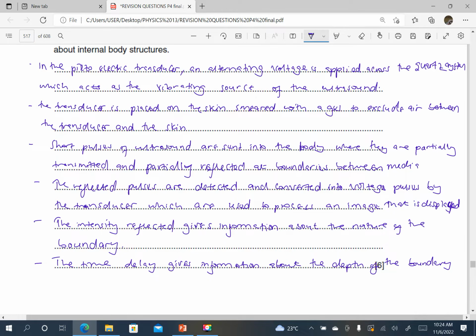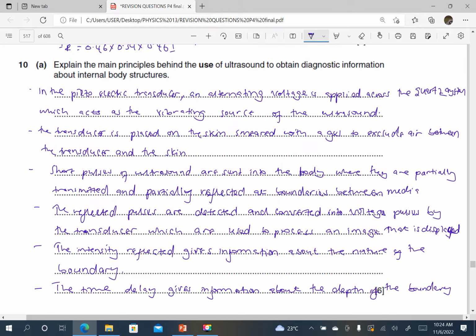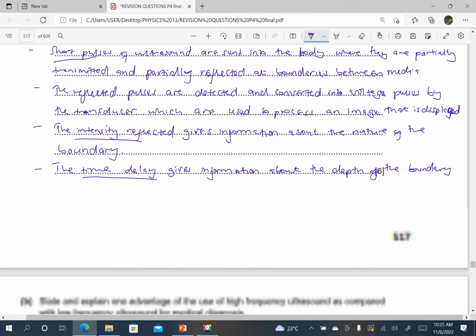So by doing that, you'll get those 6 marks because you have exhausted all that is needed. The most important points are 4: applying a gel, short pulses, the intensity reflected, and the time delay. Those should appear in your essay, in your writing, or in your explanation. Okay, let's continue.